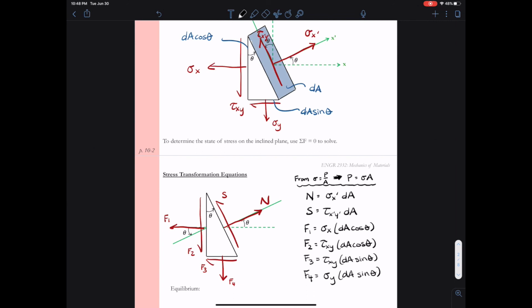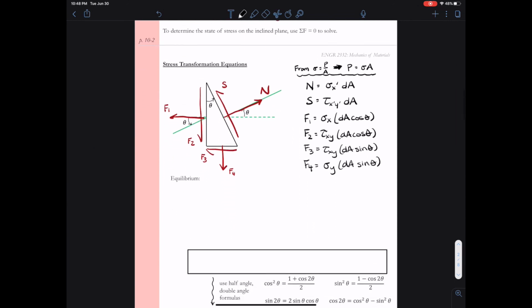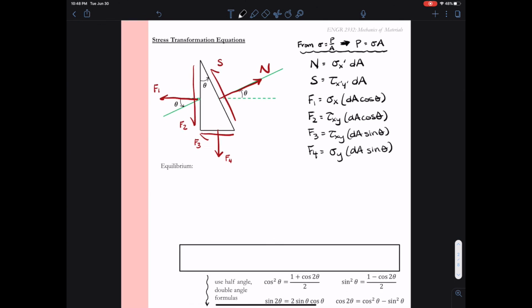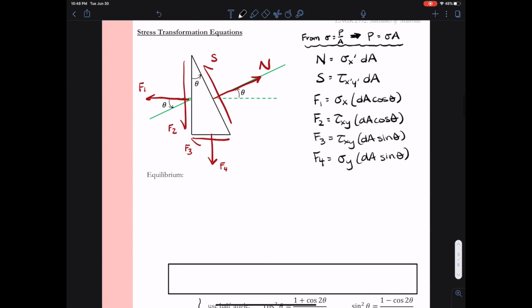Alright, so I've now translated all my stresses to forces so that I can do equilibrium. Now, you can sum forces in the x direction and sum forces in the y direction if you'd like, and you would get two equations and two unknowns. The unknowns being N and S. I'm going to instead sum forces in the x prime direction. That way I only have one unknown variable.